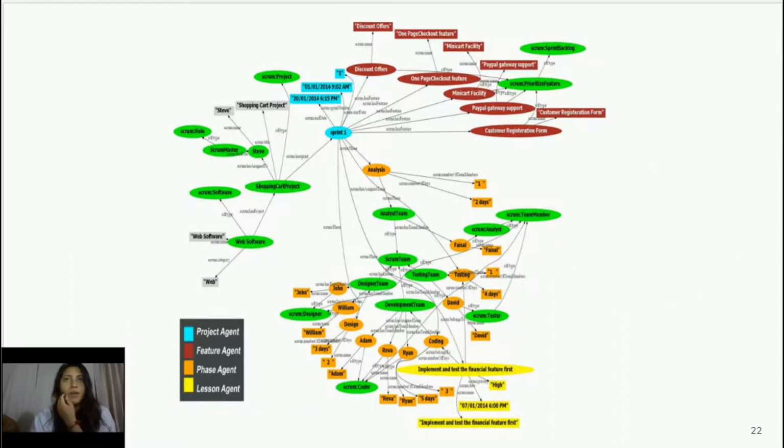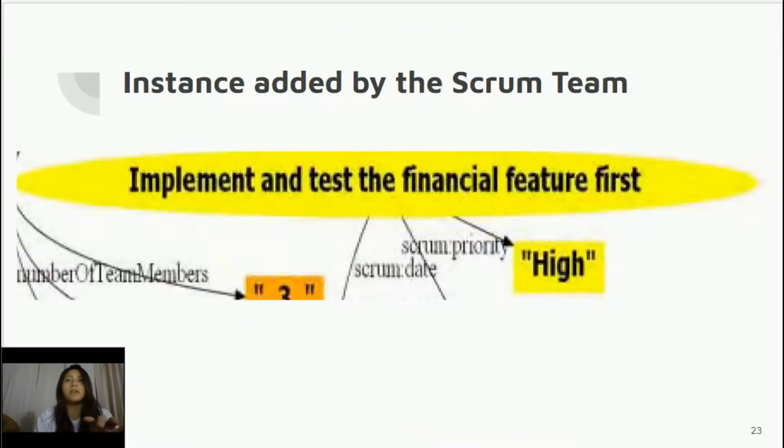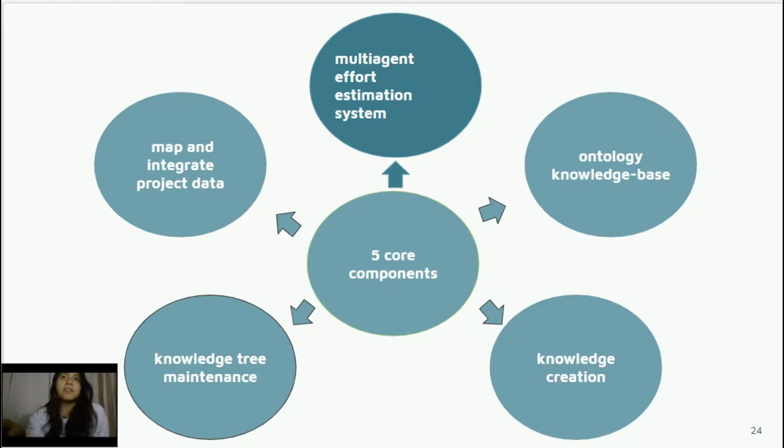So here we have a graph of instances, and the instances that the Scrum team can create are the lessons, the priority of these lessons, the features that must be included in a sprint, etc. So here we have an example. If we zoom in on one of them, we can see a lesson that is implement and test the financial feature first, and has the Scrum priority high. Then we have the multi-agent effort estimation system.